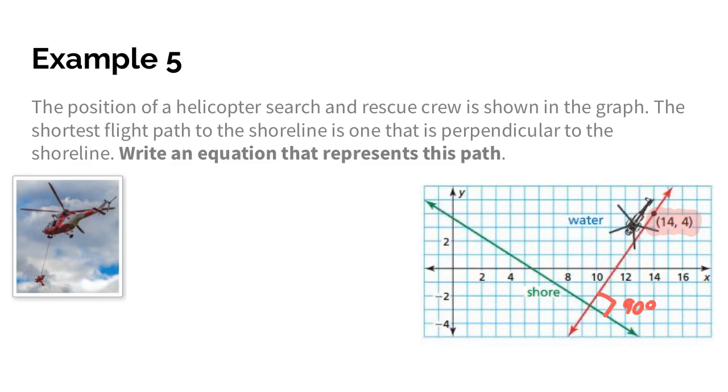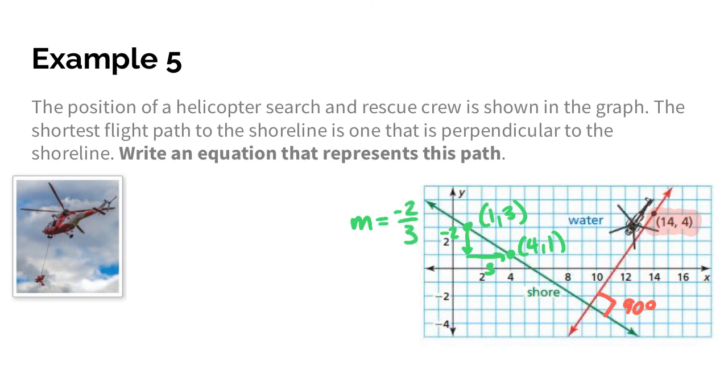So I'll just show you the shoreline here. I got to identify 2 points. So on my graph, I can see a nice point right there at, looks like 1, 3. I have a point right here at 4, 1. So if I find the slope, it goes down 2 and right 3. So I know that the green line, the shoreline, has a slope of negative 2 over 3.